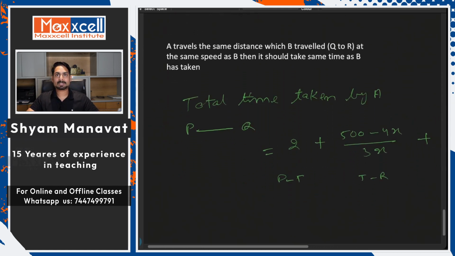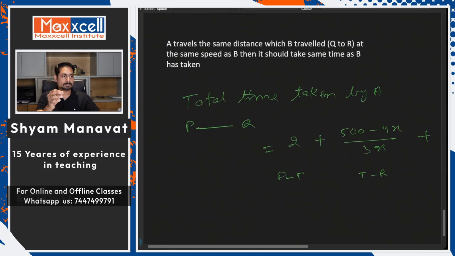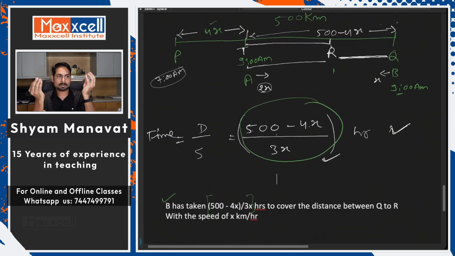Let me explain this to you again. At 9 o'clock, A is at T and B is at Q. Together they start at 9 o'clock and they meet at point R. After spending how much time? Both of them 3 hours and 3 hours. It will not become 6 hours.